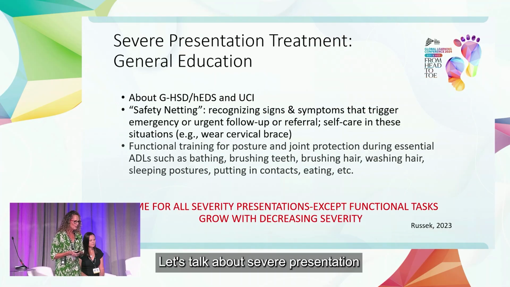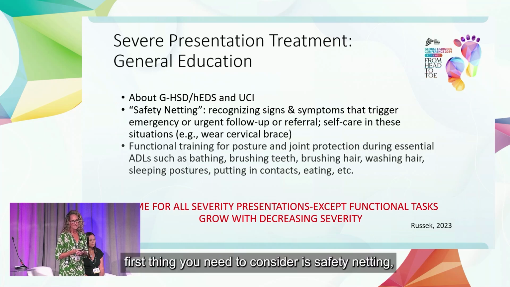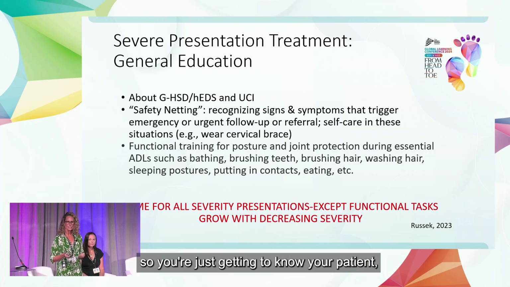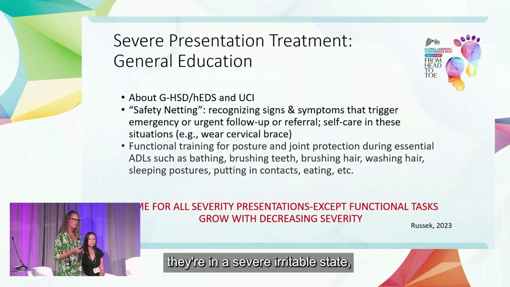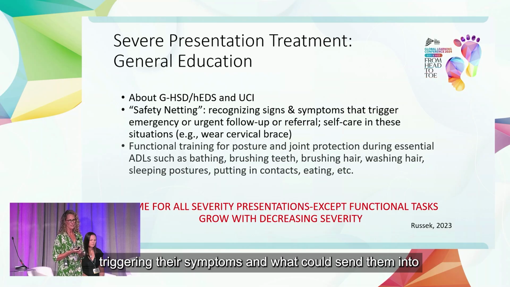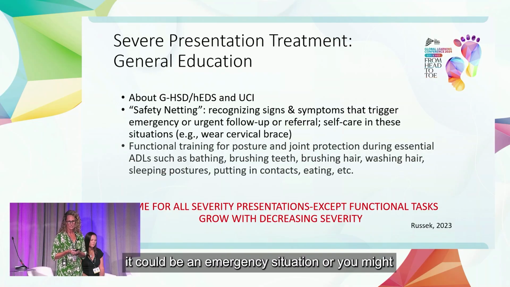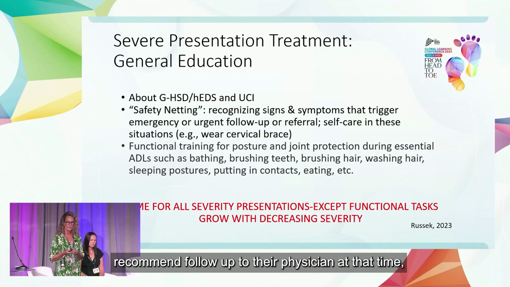Let's talk about severe presentation of treatment at first. So first thing you need to consider is safety netting. So you're just getting to know your patient. They're in a severe irritable state. A lot of them come to me that way. So you have to know what is triggering their symptoms and what could send them into an overdrive of their symptoms to where it could be an emergency situation, or you might recommend follow-up to their physician at that time.